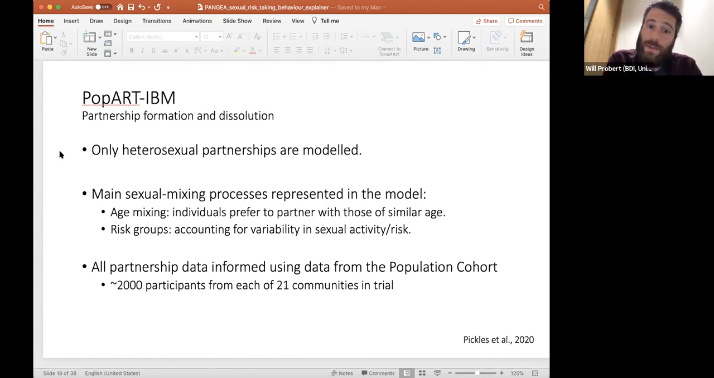We only modeled heterosexual partnerships, and there were 2 important processes that we modeled. So age mixing, and the idea that individuals prefer to partner with those of similar age, and risk groups. So this accounted for variability in sexual risk-taking behaviour. And all the data that we used for parameterizing these were from the population cohort data. So that was the random sample of 2,000 participants from each of the 21 communities, and they were 18 to 44 years old.